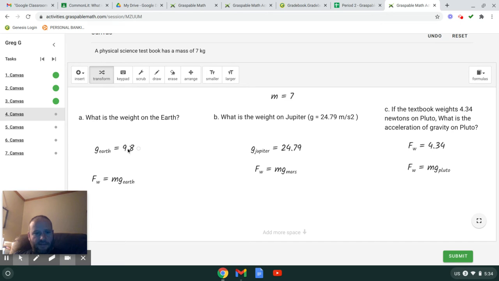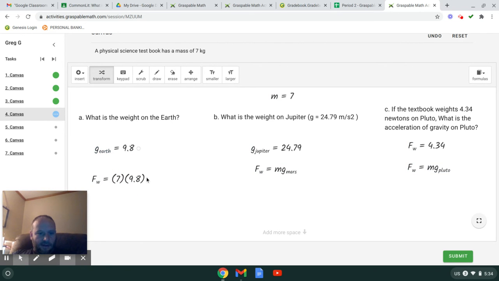The gravity on Earth is 9.8. Gravity on Jupiter is 24.79. They don't tell us the gravity on Pluto because that's what we're going to be solving for. So for A, it says, what is the weight on Earth? I drag my M over to the M that's in the problem, which gives me my 7. I've got my gravity of Earth, and I'm going to plug that in here.